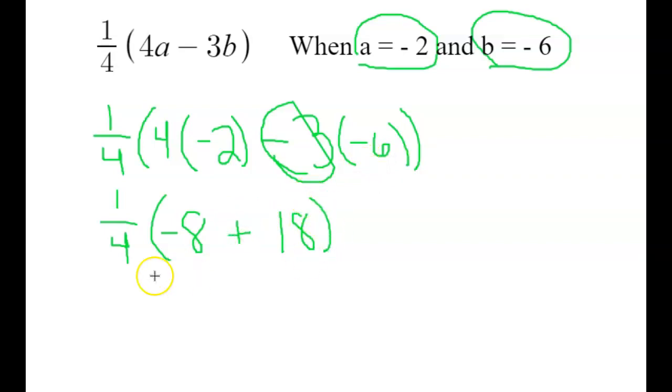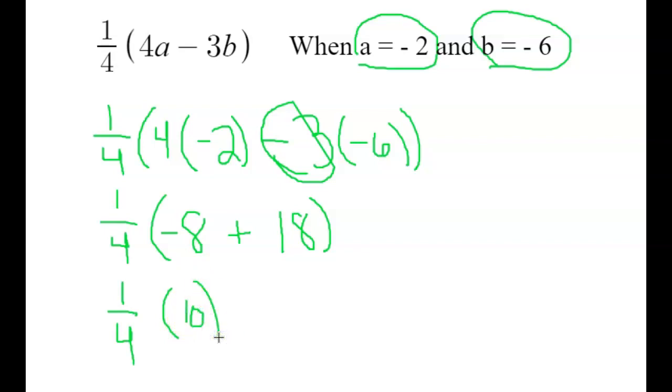Okay, now I need to simplify in the parentheses. So I have 1/4 and -8 and 18. Well, -8, that means I have 8 negatives and I have 18 positives. I have many more positives, so my answer is going to be positive. Now, because the signs are different, I have to find the difference and subtract. 18 minus 8 is 10.